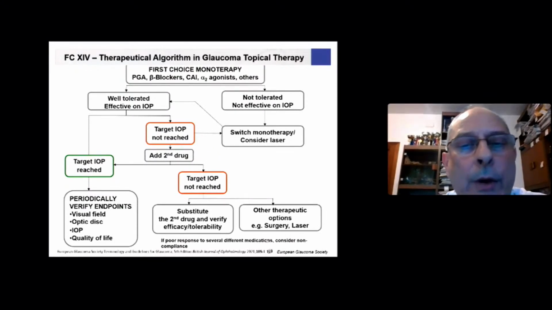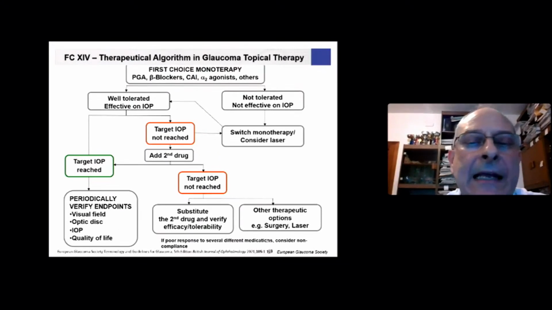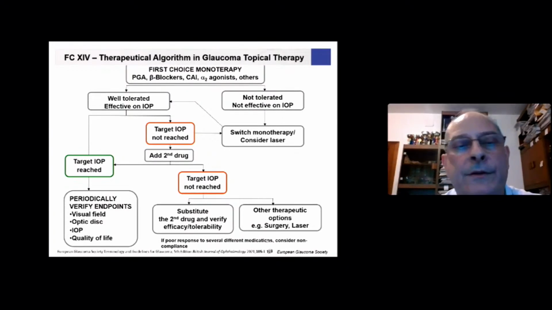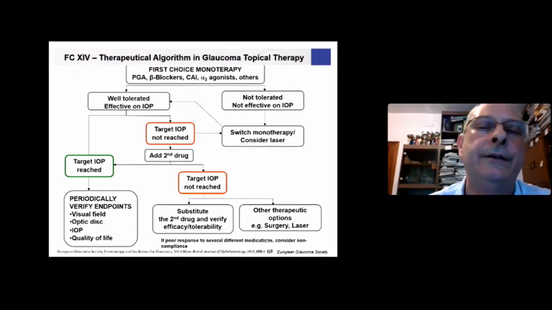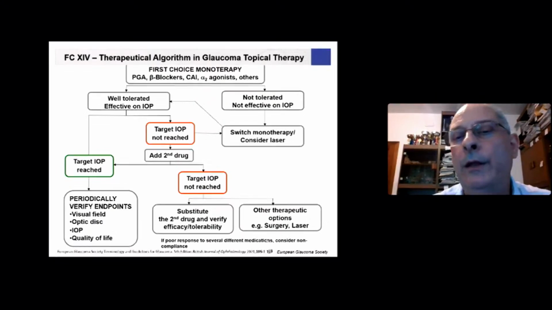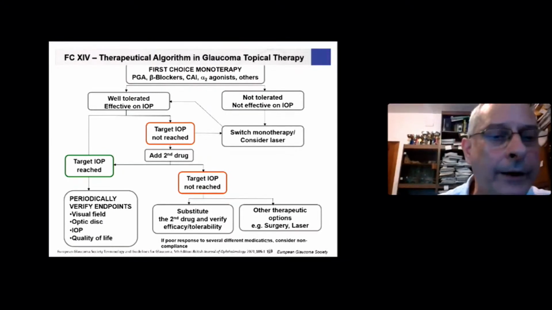But in contrast to the US, in Europe, we do not say that there are first-line medications and second-line medications. Since Europe is huge, there are many countries, poor and rich. Several countries are parts of the European Union, several other European countries are not. Therefore, we offer the available and affordable monotherapy to start with. I would not recommend a topical carbonic anhydrase inhibitor to start with as a monotherapy, but the others are fine.